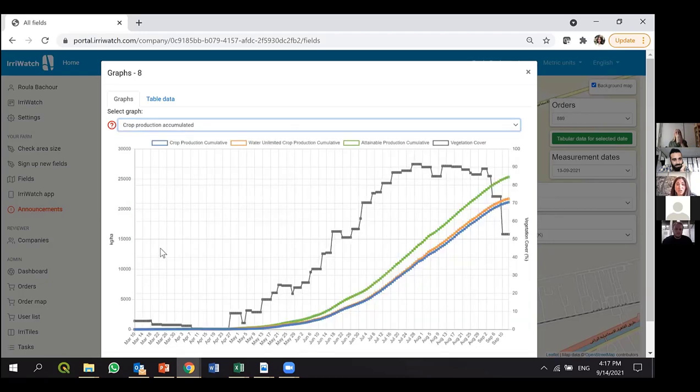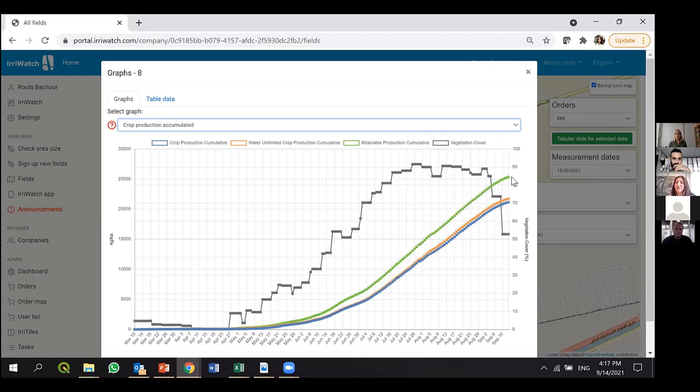So this is, for example, the accumulated crop production. The black is the vegetation cover. So we see here they had not planted, and then they planted, the crop started to grow, reached a peak, and then maybe harvest happened here. And then here you see the blue is the actual crop production, and then the orange is how much you could have achieved if you didn't stress your plants. So this is the potential that you could have had.